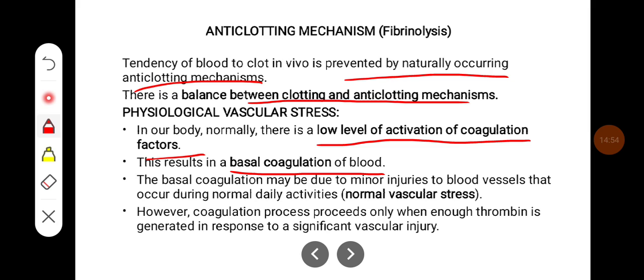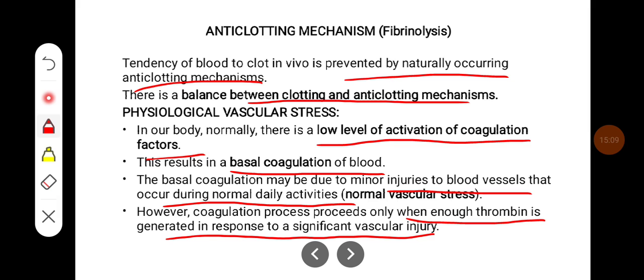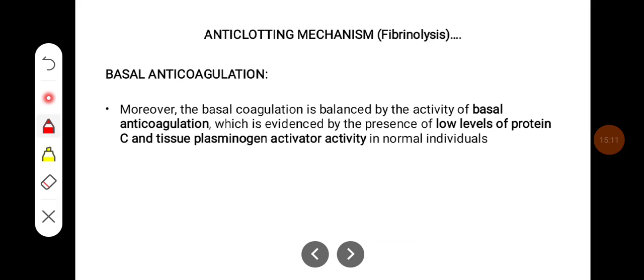The basal coagulation may be due to the minor injuries to the blood vessels that occur during normal daily activities, normal vascular stress. However, the coagulation process proceeds only when enough thrombin is generated in response to a significant vascular injury. Moreover, the basal coagulation is balanced by the activity of basal anticoagulation, which is evidenced by the presence of low levels of protein C and tissue plasminogen activator activity in normal individuals.